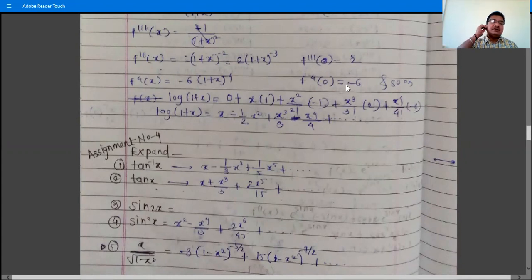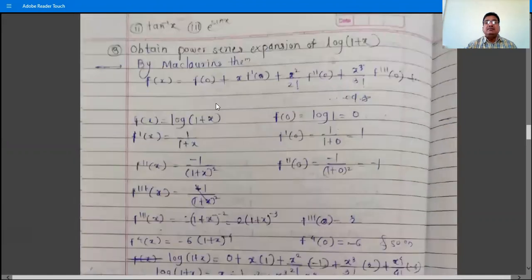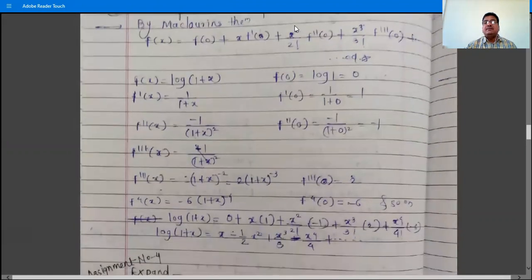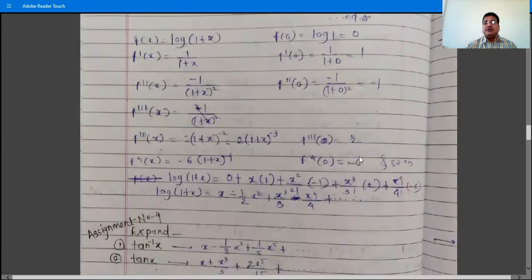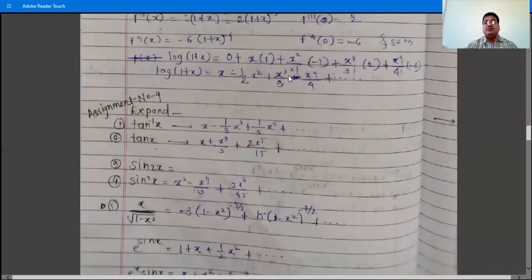Then substitute all these values in equation number 1. This equation star, that is f(x) is log(1 + x), f(0) is 0, x f'(0) is x, then x²/2! f''(0) is -1, x³/3! f'''(0) is 2, and next term is x⁴/4!, fourth order derivative is -6. And then this is the expansion of log(1 + x): x - x²/2 + x³/3, since 3! is 6 and 2/6 is 1/3, then 4! is 24 and 6/24 is 1/4, and this is a minus term, and so on.